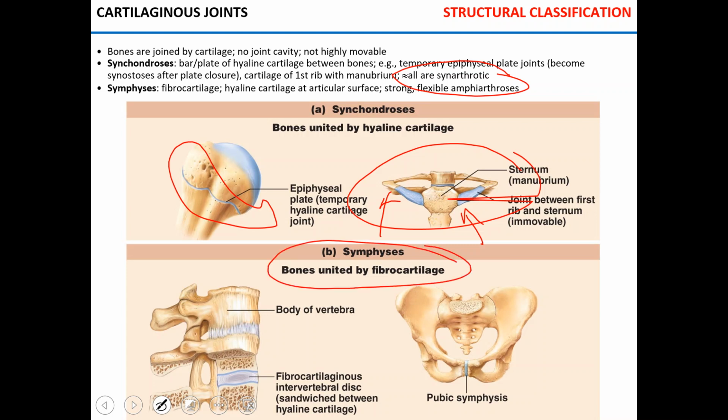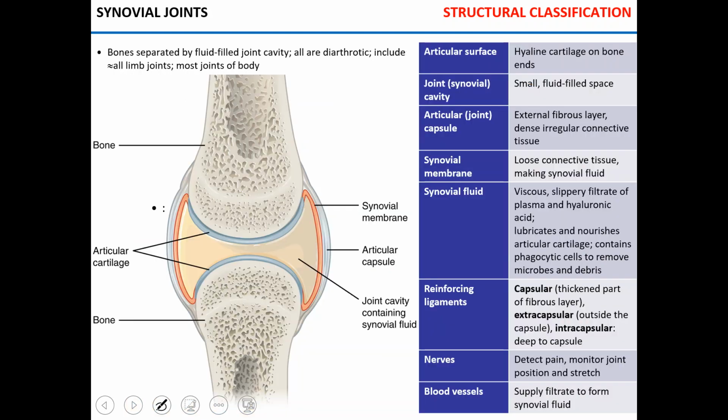Symphysis. In symphysis, bones are connected not by hyaline, but fibrocartilage. All the joints between the adjacent vertebrae are symphyses. Pubic symphysis, the joint between two hip bones, is another example. They are usually amphiarthrotic, so you think about your spine, you can flex it, and the pubic symphysis allows for some mobility, especially during the delivery of a baby.